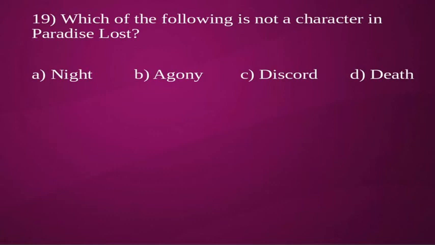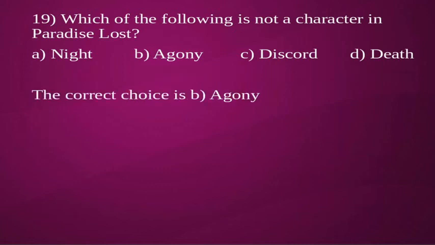Question number 19 is, which of the following is not a character in Paradise Lost? Option A, Night. Option B, Agony. Option C, Discord. And option D, Death. The correct choice is B, Agony is not a character in Paradise Lost.